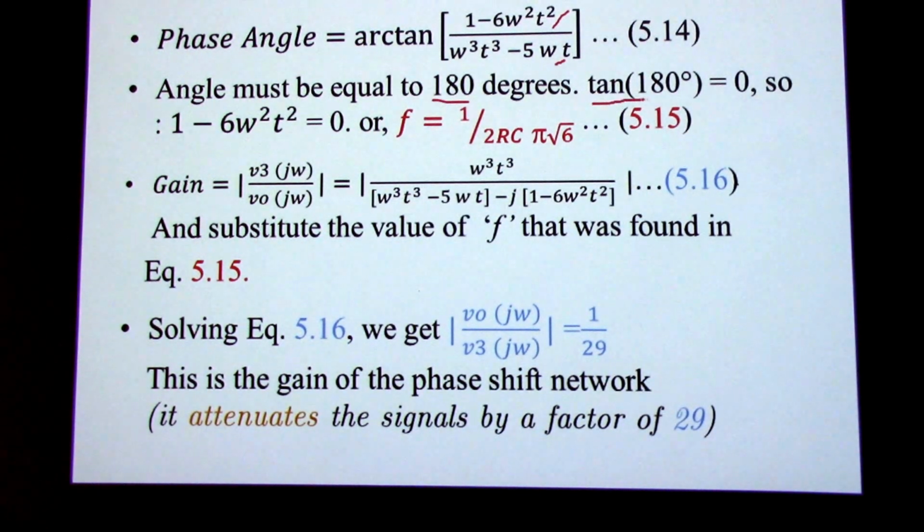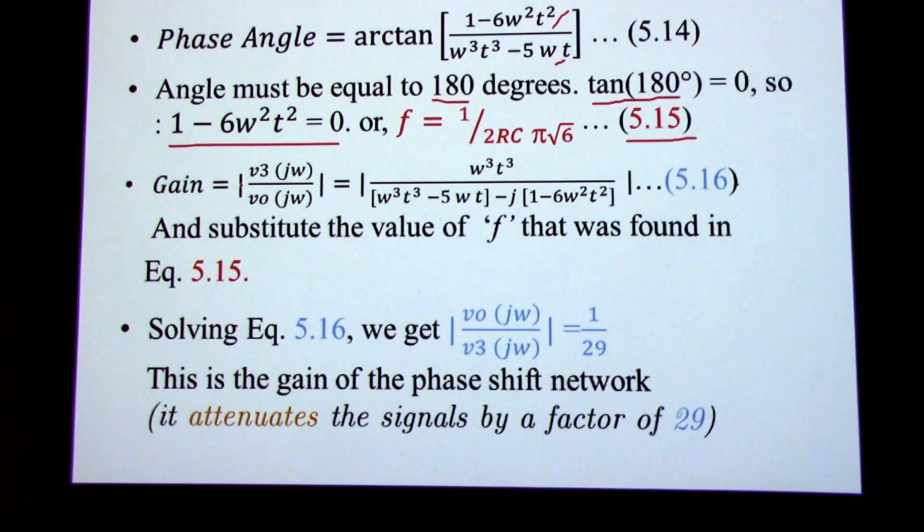So the tangent of 180 degrees is 0. So you just equate this thing to 0. Then you just get the frequency. Okay. So that's it. That's what we needed. Through all those analyses, we actually need just this one single equation. Your frequency is 1 over 2π RC square root of 6. So you got something out of it.